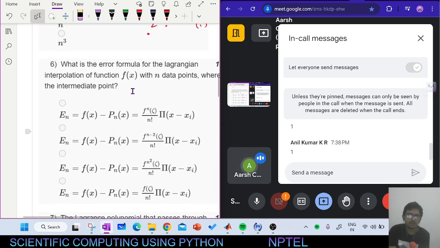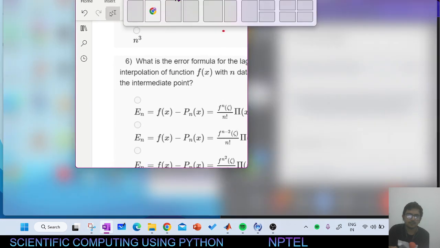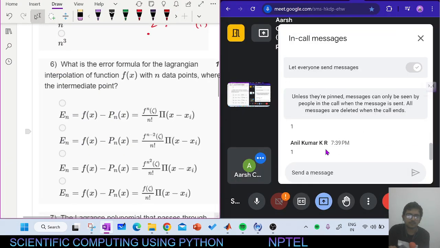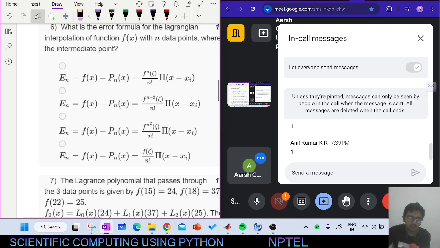Okay, what is the error formula for Lagrangian interpolation of a function with n data points, where zeta is the intermediate point? Again, one, Anil Kumar, yes. Okay, so let's look again here, they have given the definitions, the distance between the data points. So one has this n minus 2 and n square and nothing. So we know none of them can be correct, right?